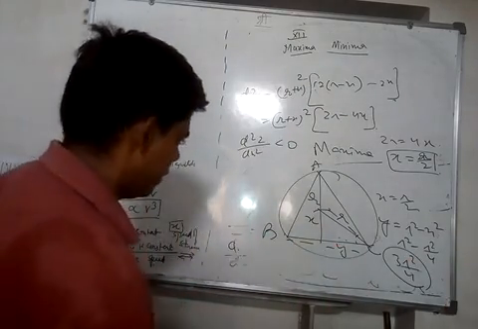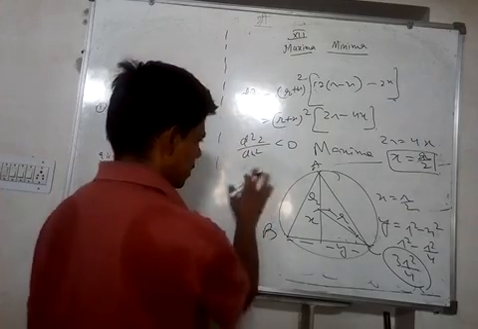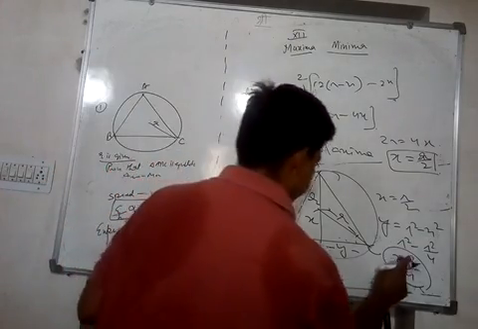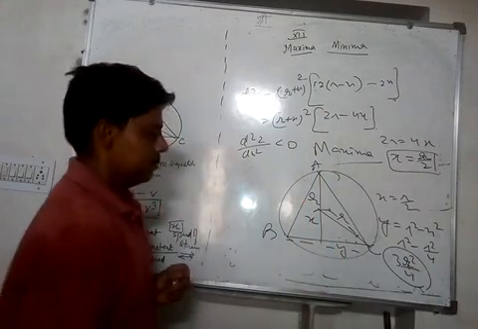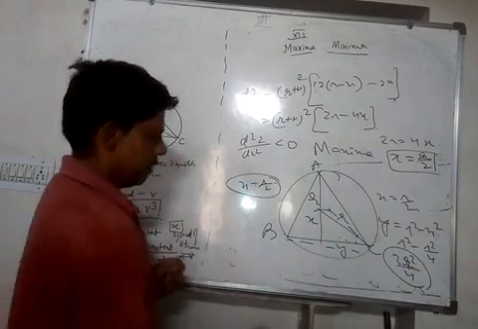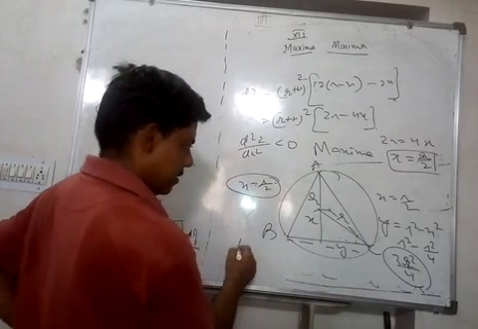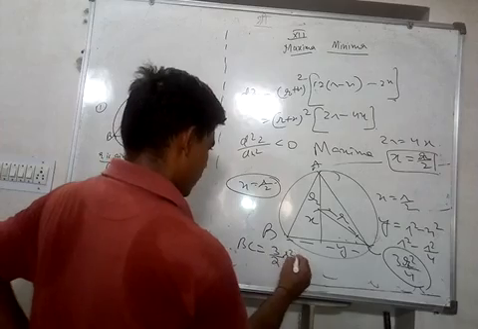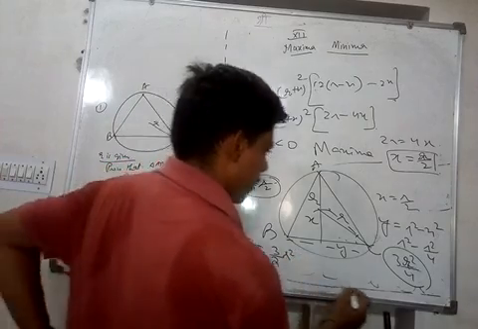This is what we are getting, and X, as you can see here, is R by 2. Right? So we can find the side BC as double of Y, which is root of 3 by 2 R square, and we can also put the root here.